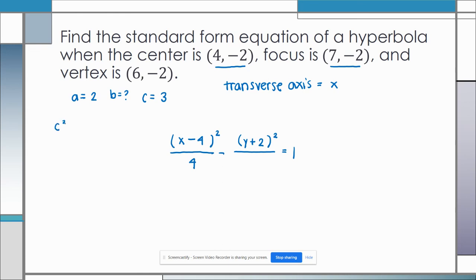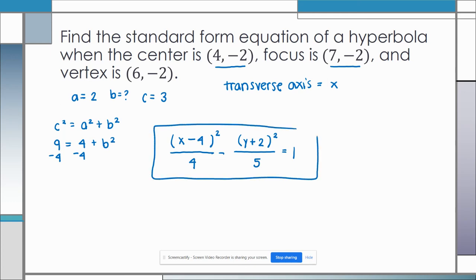So remember, c squared equals a squared plus b squared. c squared would be 9. a squared we know is 4. So subtract 4, and b squared, which is what I want in my denominator, is 5. And there is my equation.